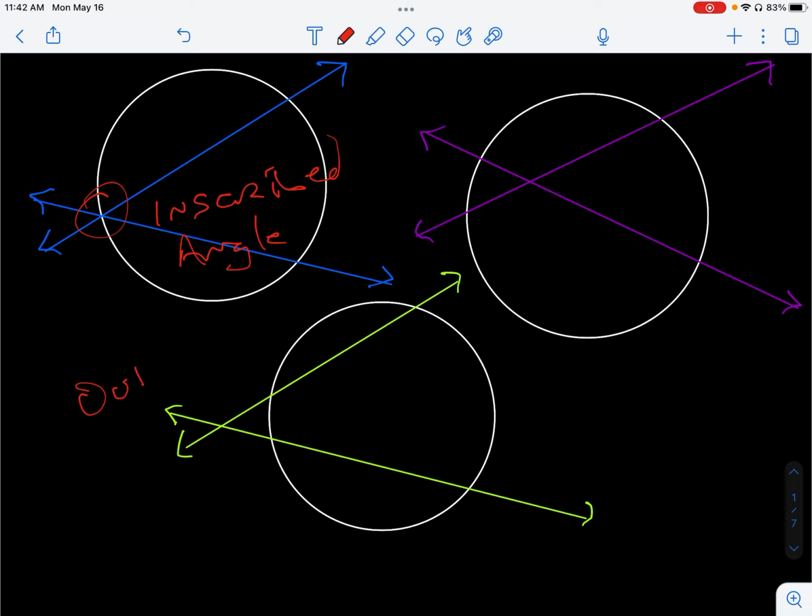There's over here, outside the circle, which we will talk about in the next lesson. What we're going to focus on today is when they intersect inside the circle.